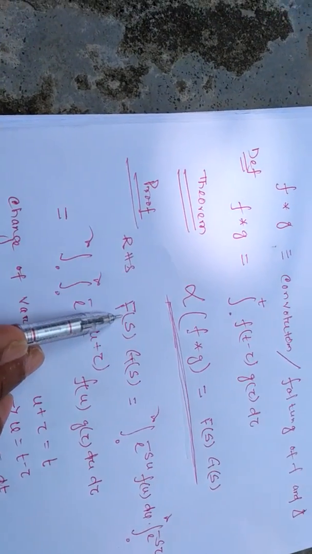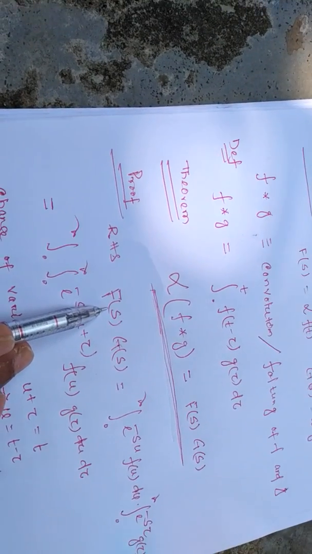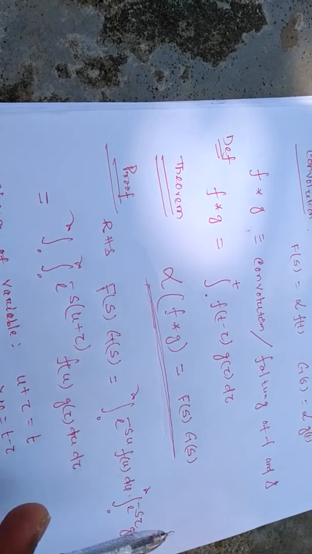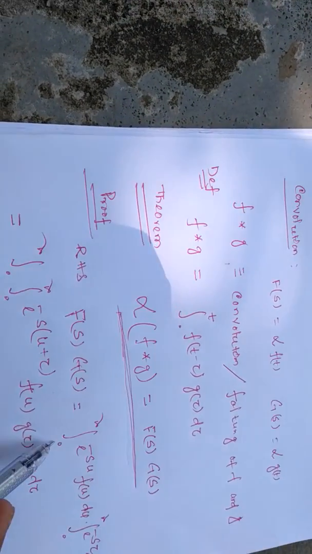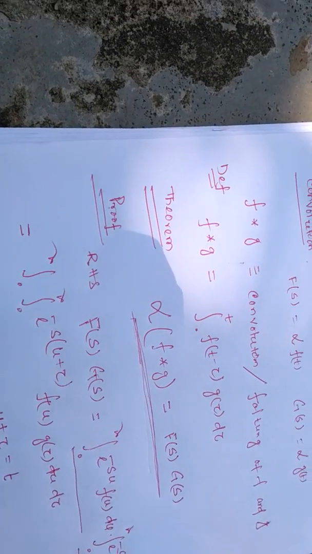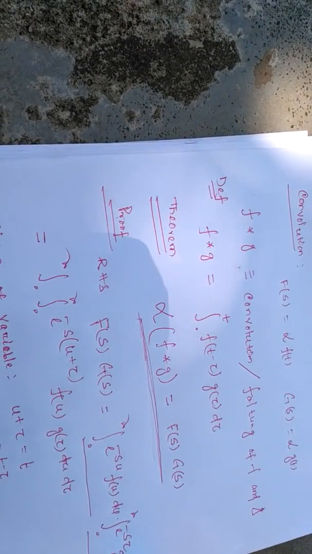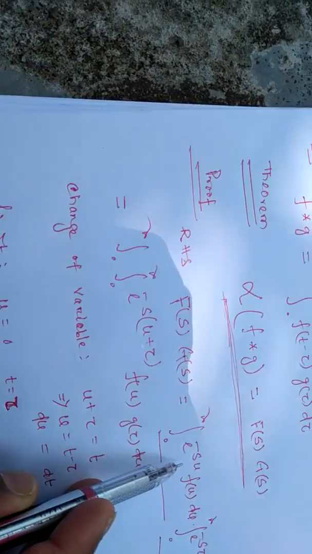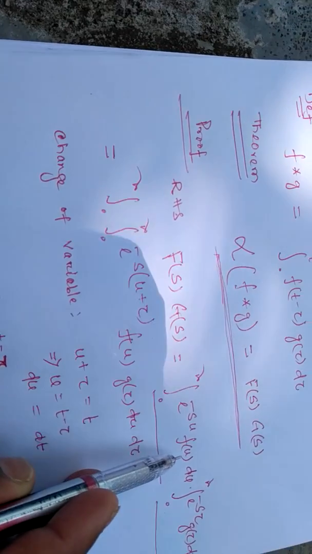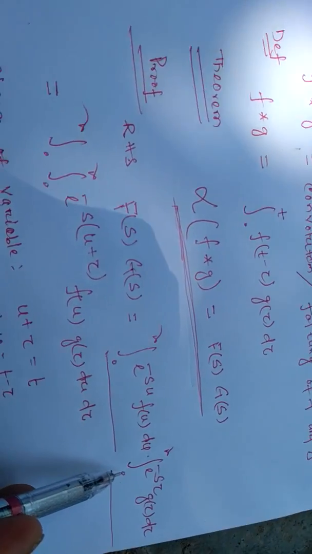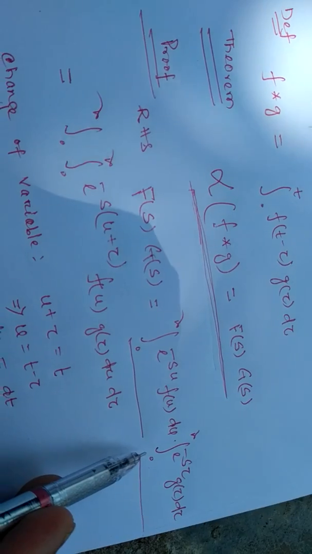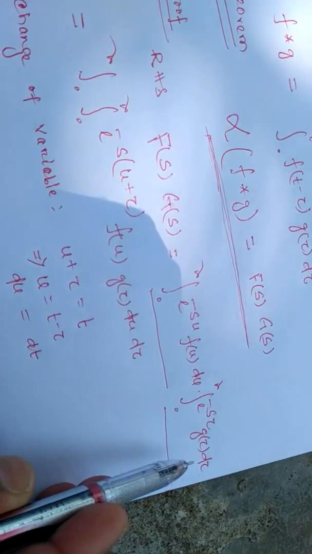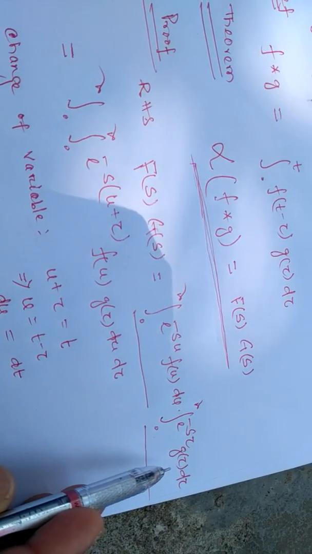I am starting from the right hand side, that is capital F of s and capital G of s. As per the definition of the Laplace transform, I am writing the Laplace transform of small f as the integral from 0 to infinity of e to the power minus s u, f of u, du, with the product of the integral from 0 to infinity of e to the power minus s tau, g of tau, d tau.